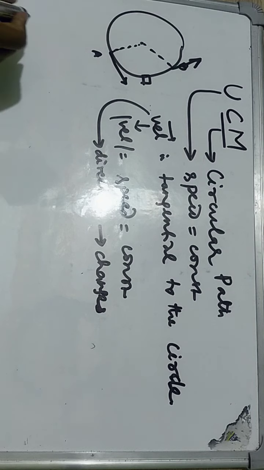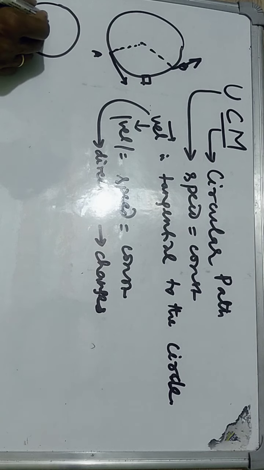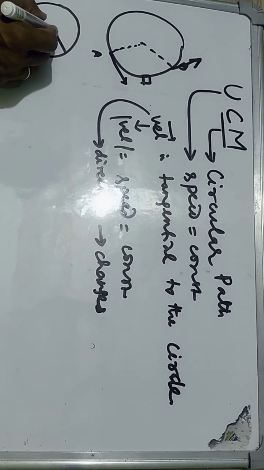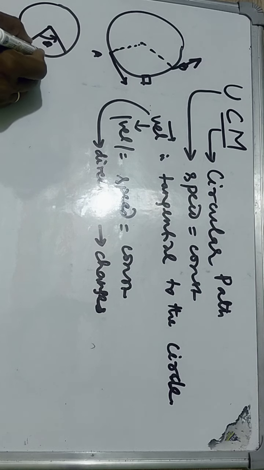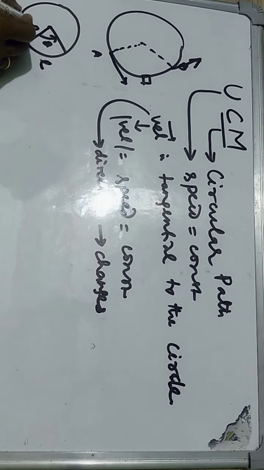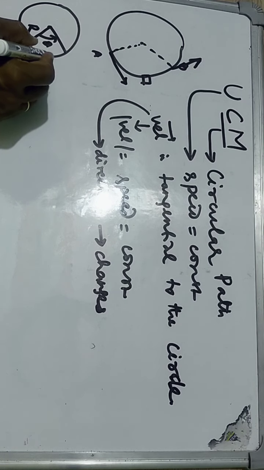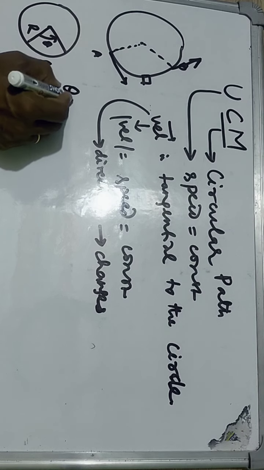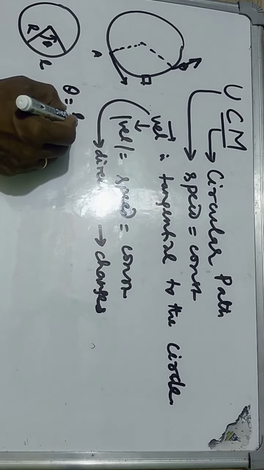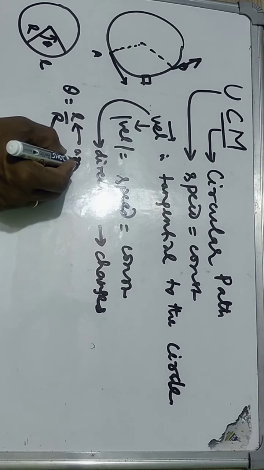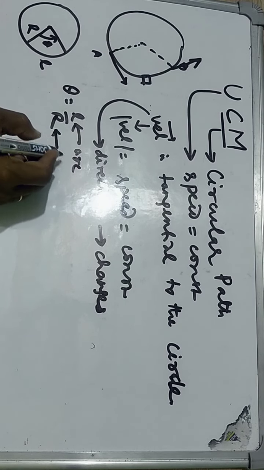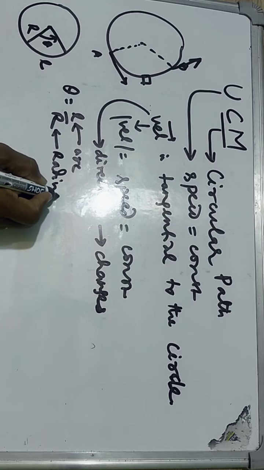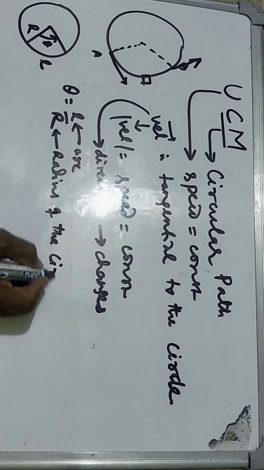Now, we know for a circle, if it makes an angle theta and the arc is L, radius is R, then the relation is theta is equal to L by R, where L is the length of the arc and R is the radius of the circle.